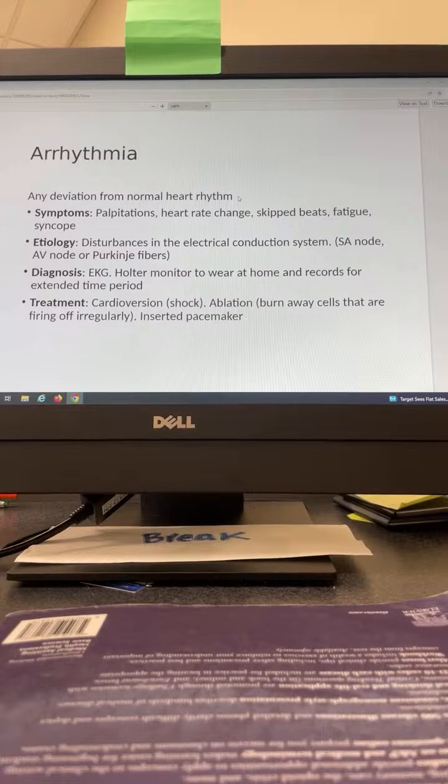Ablation is when they burn away certain cells that are firing off irregularly. So if that SA node has some rogue cells that are firing off when they shouldn't be, they can burn those off of the heart and kill them off so that they stop interrupting the flow of the heart. They can also insert a pacemaker. I'm sure several of you maybe have heard of a pacemaker before. It basically takes over the job of the SA node, and it's like an artificial SA node.